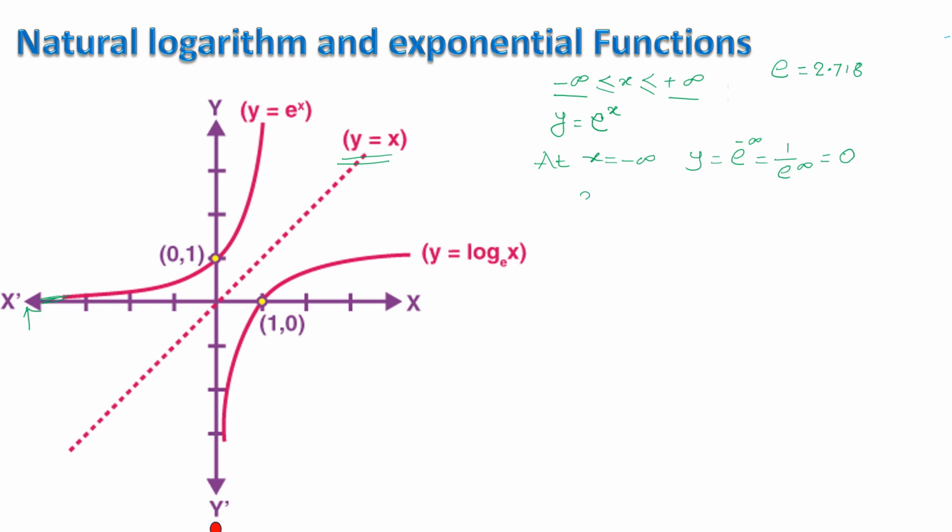When x is equal to 0, y is equal to e to the power 0, that is equal to 1. So here you can locate x equal to 0, y equal to 1, and it is this point. Now as x increases above 0, y also increases in an exponential fashion. This behavior you can observe how rapidly this is growing.